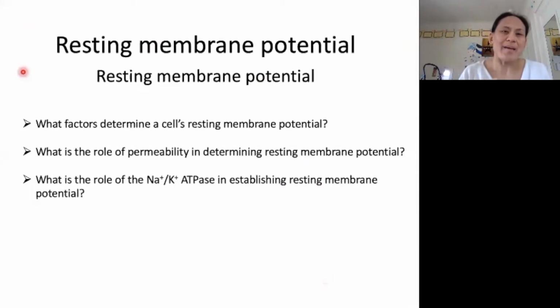Okay, now that we have gone over the concepts of membrane potential and equilibrium potential, we're now able to address this concept of resting membrane potential. So in this part of the lecture, we are going to be addressing these questions. What factors determine a cell's resting membrane potential? What is the role of permeability in determining resting membrane potential? And what is the role of the sodium-potassium ATPase in establishing the resting membrane potential?